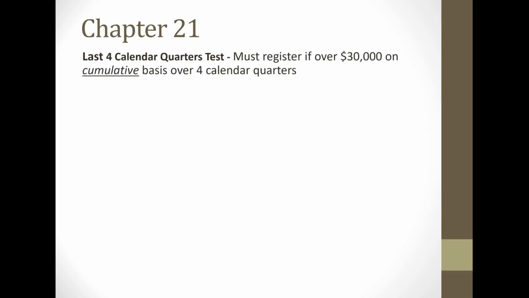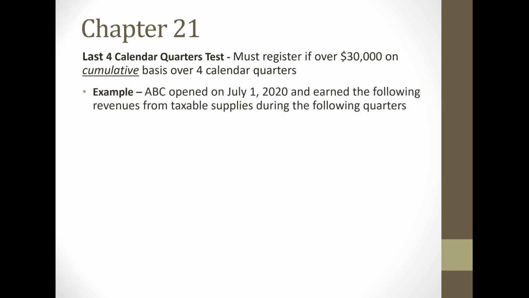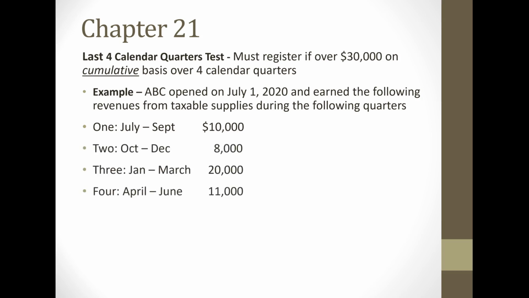Moving on to the next slide, let's look at the last 4 calendar quarters test. If the cumulative taxable sales are over $30,000 in the last 4 calendar quarters, the business must register and start collecting GST/HST. So let's look at this example here. ABC opened their doors on July 1st, 2020, and these are their taxable supplies in the first 4 quarters. In quarter 1, they had revenues from taxable supplies of $10,000, quarter 2, $8,000, quarter 3, $20,000, and quarter 4, $11,000.